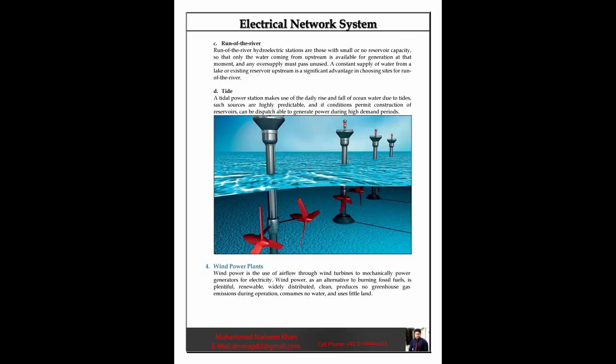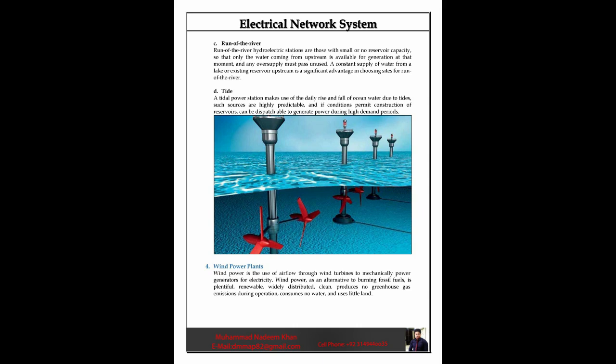C. Run-of-the-river. Run-of-the-river hydroelectric stations are those with small or no reservoir capacity, so that only the water coming from upstream is available for generation at that moment, and any oversupply must pass unused. A constant supply of water from a lake or existing reservoir upstream is a significant advantage in choosing sites for run-of-the-river.